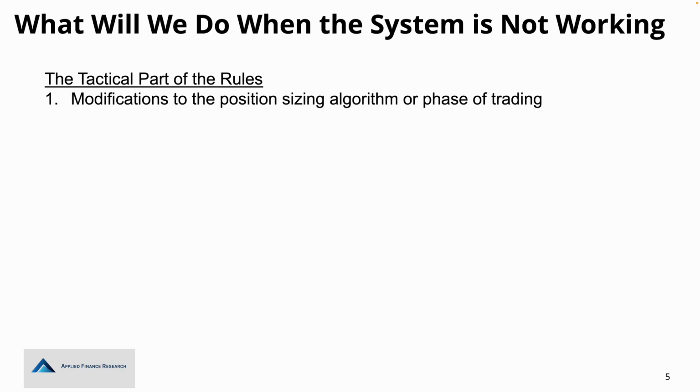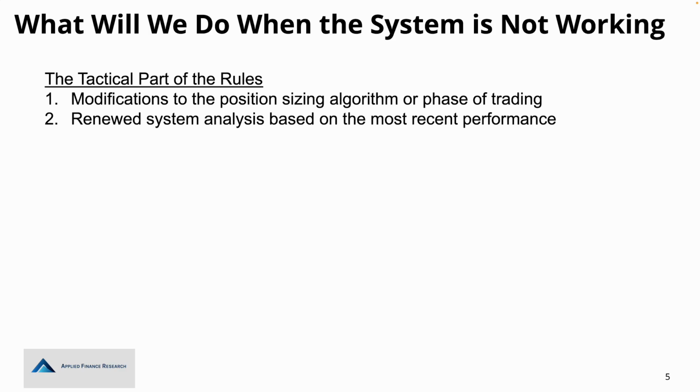The next part of the rules has to do with renewed system analysis based on the most recent performance. So we're going to add the most recent trades to the prior data set, and reevaluate the system. We could ask ourselves, would we trade it now given what the new numbers look like? Or is the new level of risk acceptable? Is the new level of performance sufficient to meet our objectives?